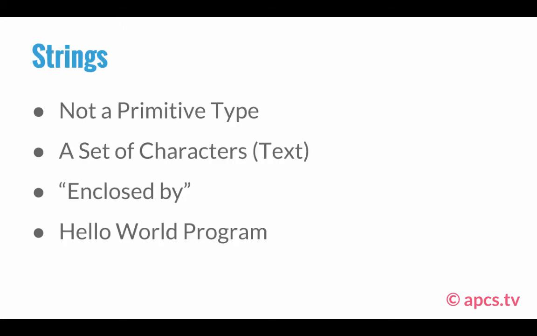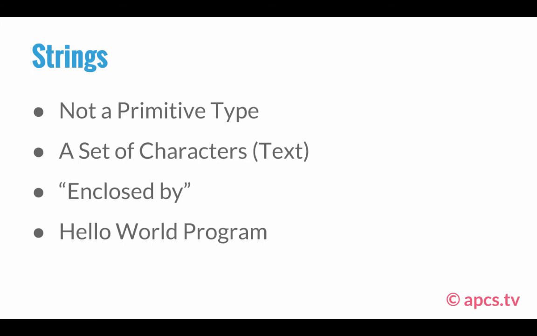Now last, let's take a look at the string, which is actually not a primitive type. We'll go into more detail about what it is later in the course, but right now it's just important to know that it's not a primitive type, and it's just a set of characters, basically text, that's what we can consider it to be, and it's enclosed by double quotes to represent it's a string.